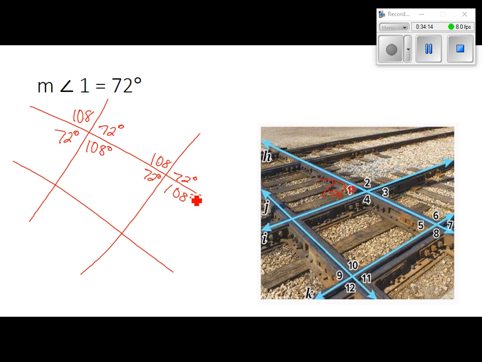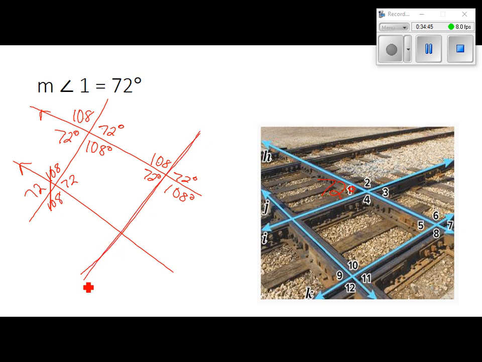Now, if I come down here, you can find that because of the other transversal. If I go this way, I still know that these two are parallel to each other, right? They better be, at least if they're railroad tracks. So those two are parallel, and I cover this up. What's this angle? 72. What's this angle? 108. This angle? 72. This angle? I go back over here and I cover this up.